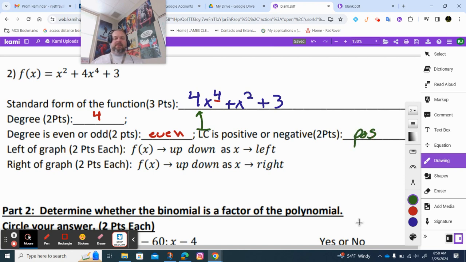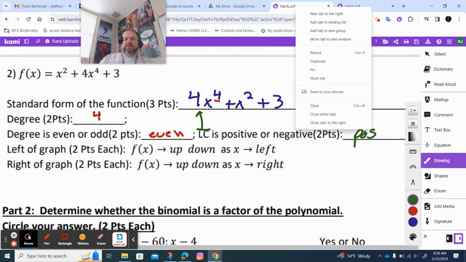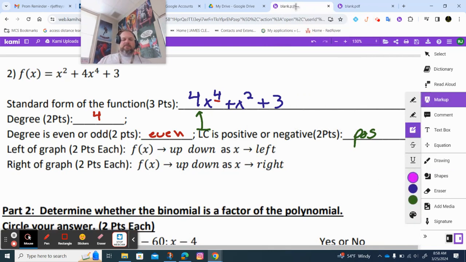Positive. Okay. We have to answer those 4 questions before we can actually get to the main 2 things of this. I know it's crazy. Just bear with us. Okay. So degree even, LC positive. Let's see, degree even, LC positive. This one is up and up. Okay. So I'm coming up. There we go. That's not actually how the song goes, but we're going to say it is.